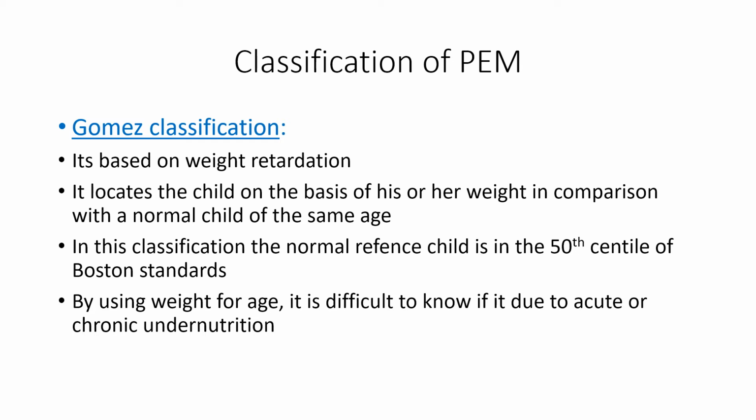One of the drawbacks of Gomez classification is that by using the weight for age method, it is difficult to know whether the malnourishment or undernutrition is acute or chronic. So we can detect the presence of undernutrition, but we cannot know whether it is acute or chronic undernutrition.